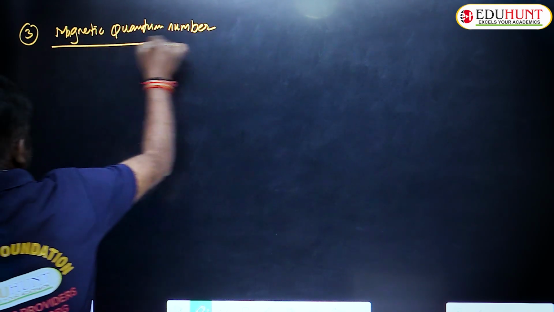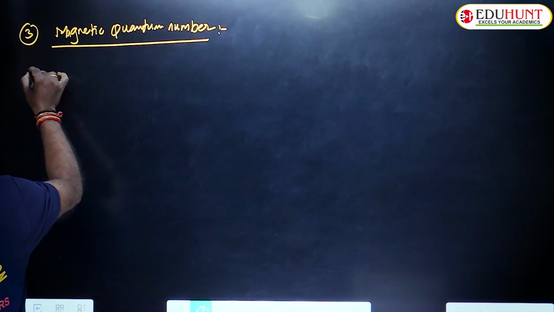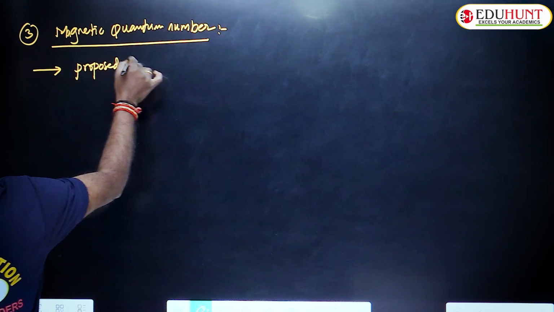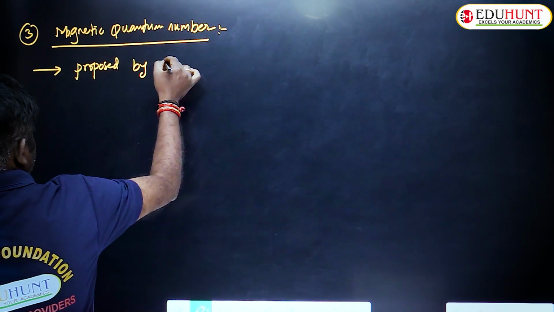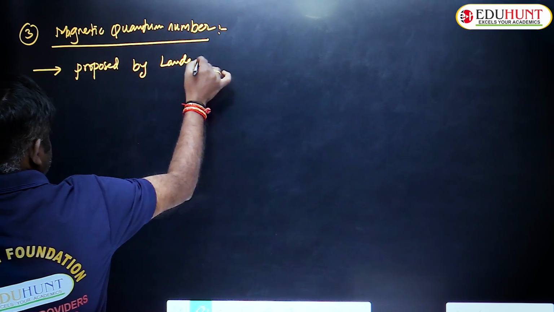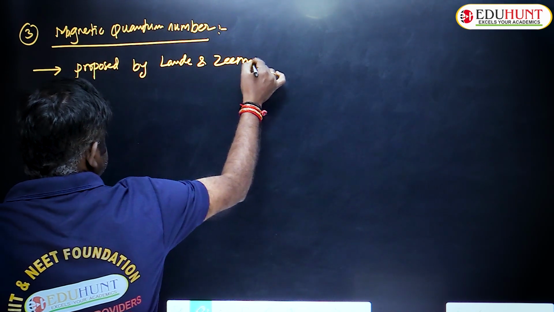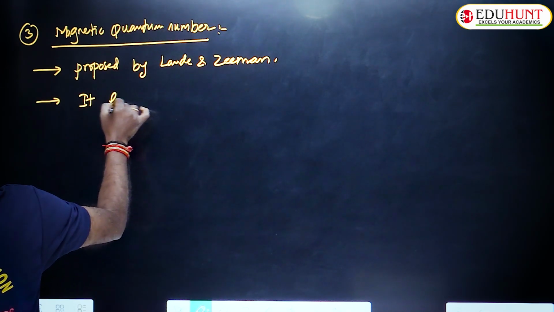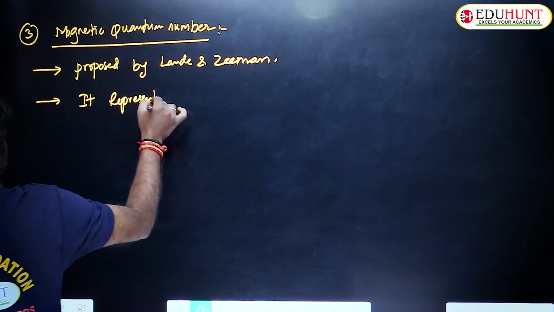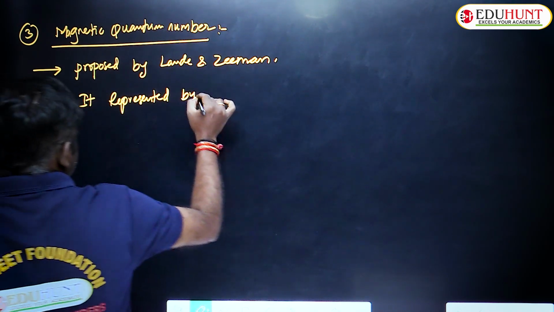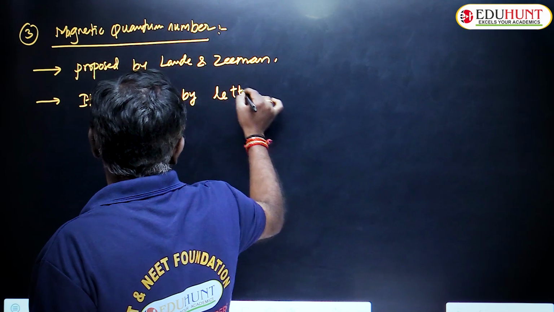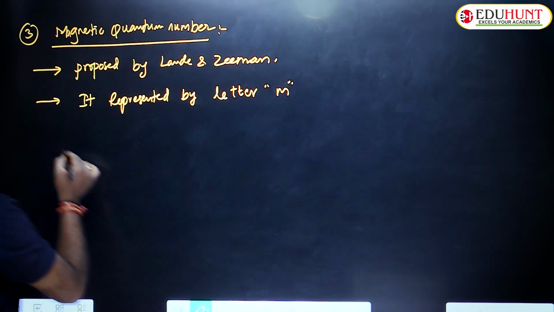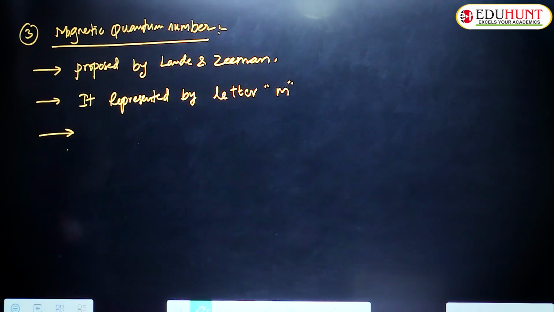See, the magnetic quantum number was proposed by Lande and Zeeman. It is represented by the letter M. Magnetic quantum number is represented by letter M.